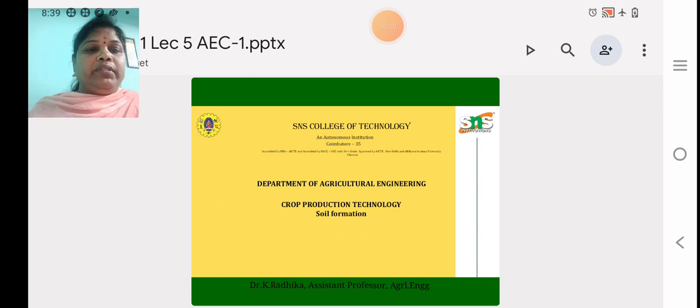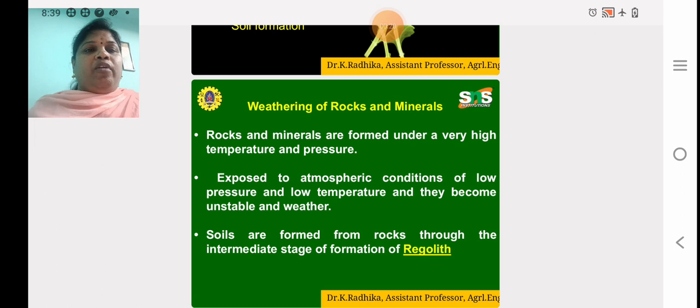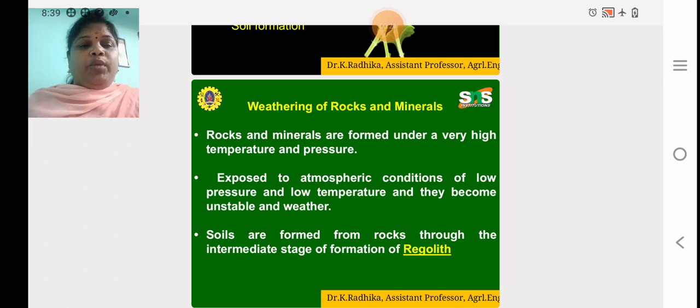Today, we are going to discuss soil formation, how soil is formed in the earth. One by one, we have to see the soil formations. The first one is the weathering of rocks and minerals. First, what do you mean by rocks?